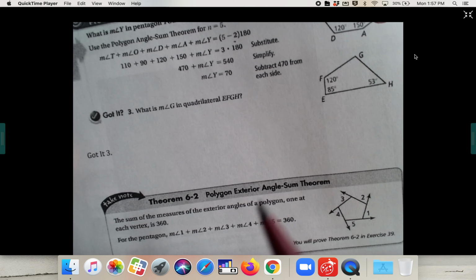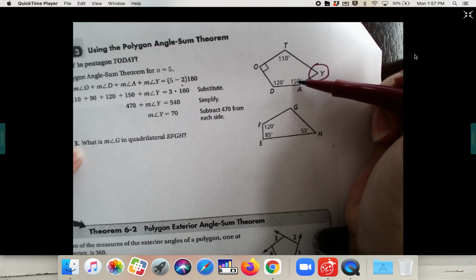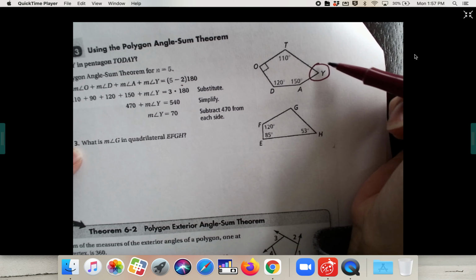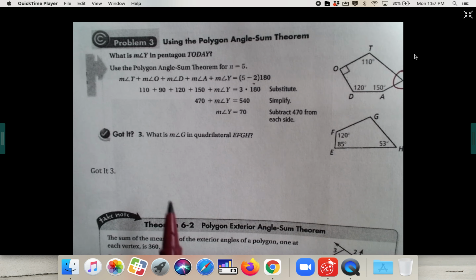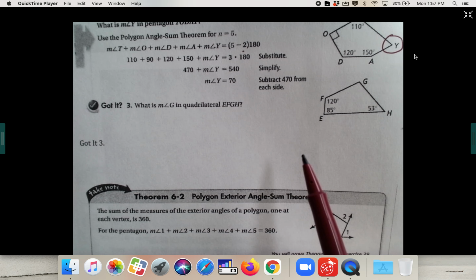So if we know that it's going to measure 540, you could just do 540 minus 150 minus 120 minus 90 minus 110, and that would be what's left, which is basically what they did. They just did it a little fancier way with algebra. Let's try this one right here.